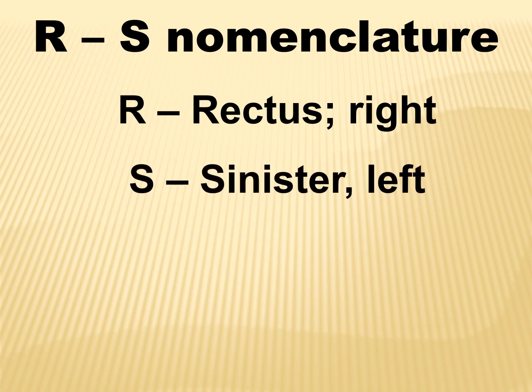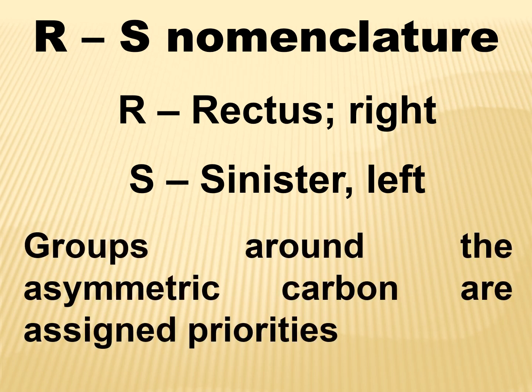Here R stands for rectus and S stands for sinister, meaning right and left respectively. Now this system is very much similar to the EZ system, where you have to assign priority to the different groups. So the rules are the same as in the case of EZ system.